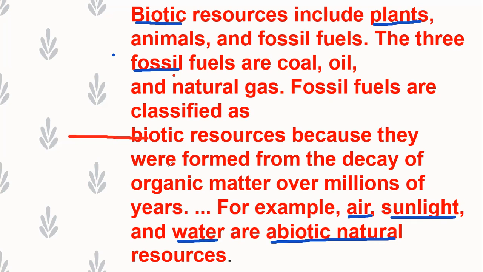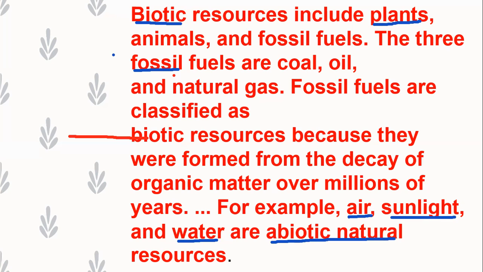The natural resources which we cannot prepare, naturally we are getting, are also divided into two different groups. One is biotic resources, the other one is abiotic resources. Biotic resources we are getting from plants and animals, while abiotic resources means air, sunlight, and water. These three are called abiotic natural resources. Everyone understand? Got my point or no?